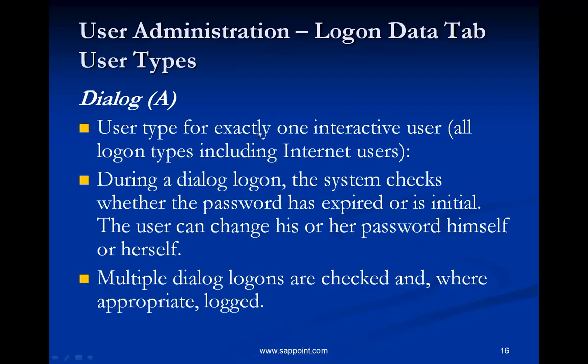is a user type for exactly one interactive user, which means anybody who wants to log into the system and execute transaction codes has to be defined as a dialog user. So dialog users log into the system using a user ID and a password and perform tasks by executing transaction codes. During a dialog logon, the system checks whether the password has expired or is initial.